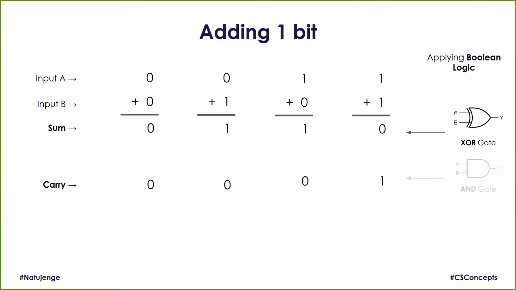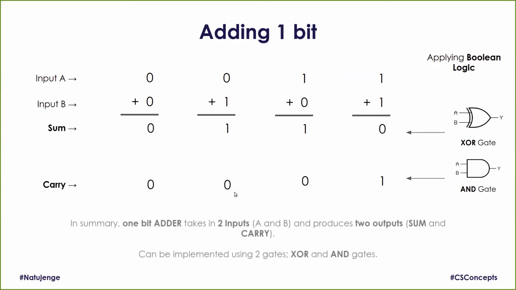Now, this one, I know you had guessed right. The answer is the AND gate. Only true when both A and B are true, the rest are false. And by doing so, we have created something that can do 1-bit addition, and it takes 2 inputs and produces 2 outputs, the sum and the carry. So this can be implemented using 2 gates, XOR and the AND gate.